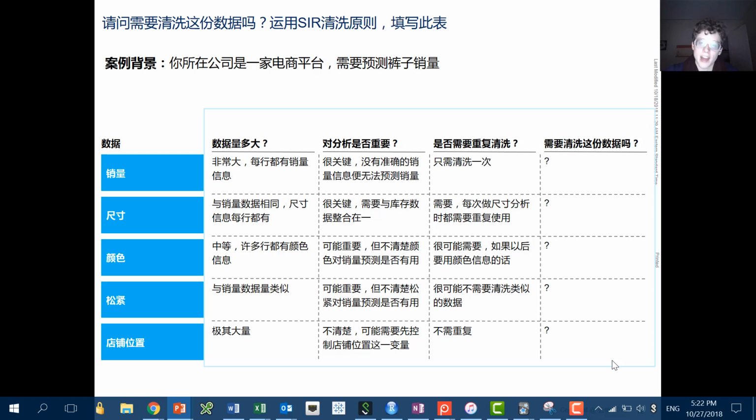So always think about that. It's not just about whether or not I should, but it's also how rigorous I need to be when I'm making these variables clean.